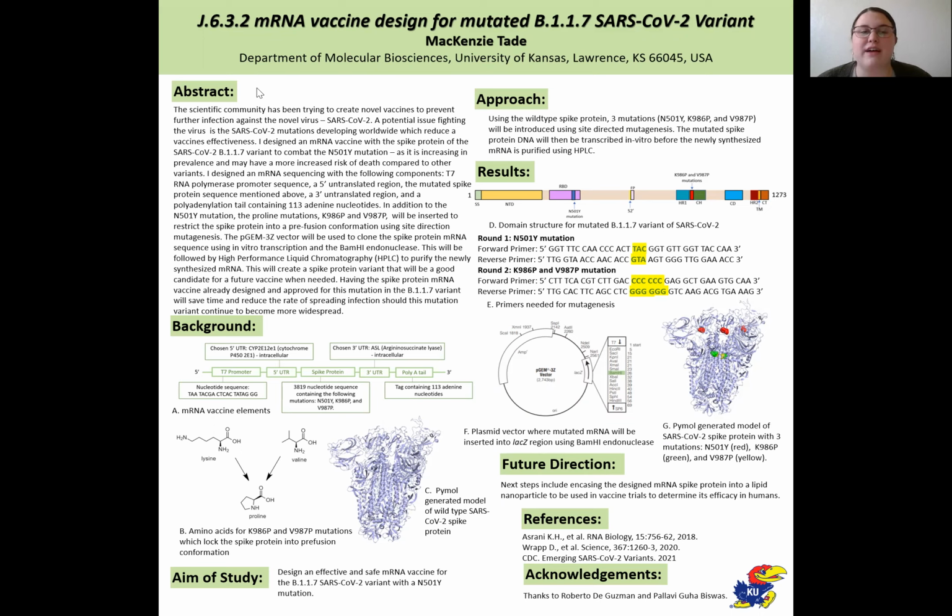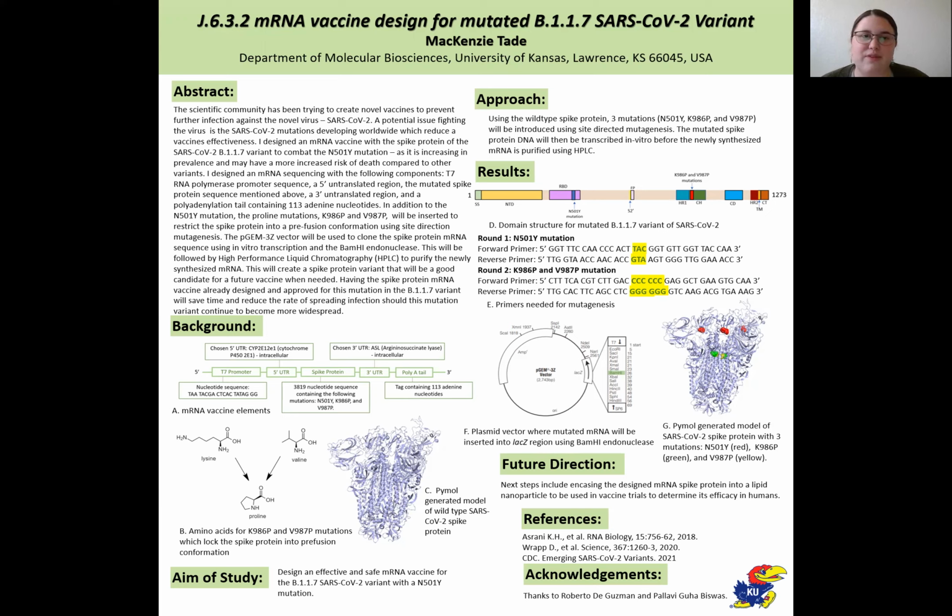And so I wanted to create a vaccine for the B.1.1.7 strain specifically because it has been increasing in prevalence around the world, and it is actually more contagious and transmissible than other SARS-CoV-2 variants. This is due to the fact that it has a specific mutation at the 501st amino acid of the spike protein, where asparagine is mutated to tyrosine.